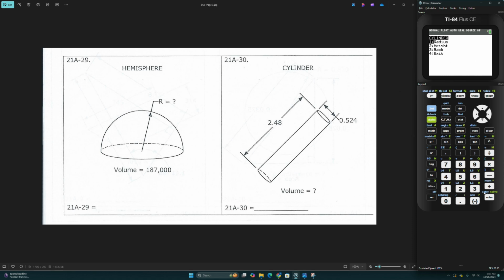Then cylinder. You're given the diameter, but the diameter is just double the radius, so you type radius. And then you're also given the height. It's 0.524 divided by 2, and you're also given 2.48. Scroll down to the volume, 0.535. And that's correct. So that's for that set of problems.